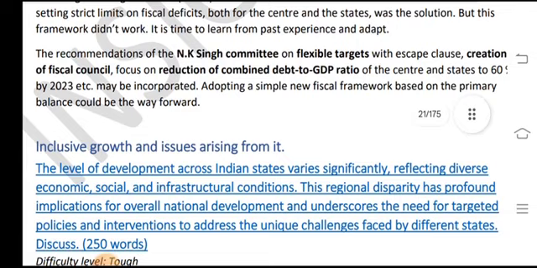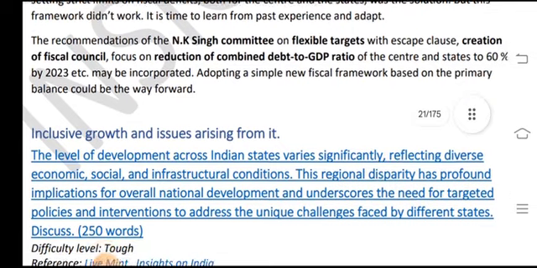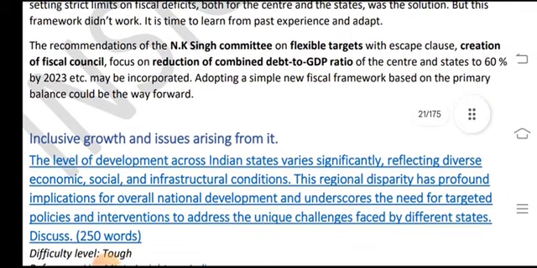The level of development across the Indian states varies significantly, reflecting the diverse economic, social and infrastructure conditions. These regional disparities have profound implications for overall national development and underscore the need for targeted policies and interventions to address the unique challenges faced by different states. Discuss in 250 words.